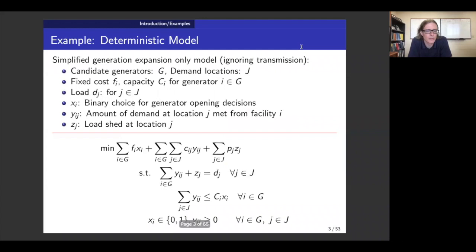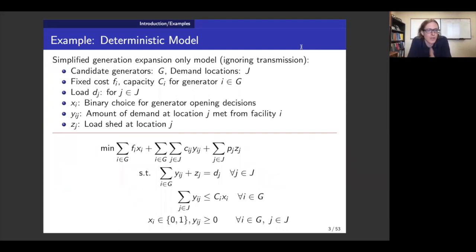If we want to dive into this example a little more, this will be useful for starting to set up notation as well. We could first imagine a deterministic model, where we assume everything is known for the future. In this case, you would have a set of candidate generators, which we'll call G, and some demand locations J. I'm going to abstract out transmission in this version of the model to make it simpler, so I'm just going to talk about meeting the full demands.